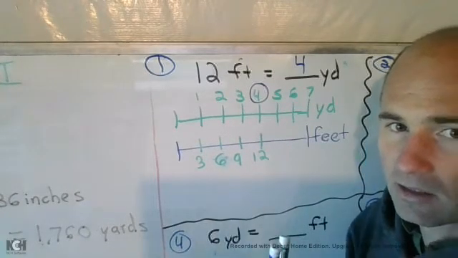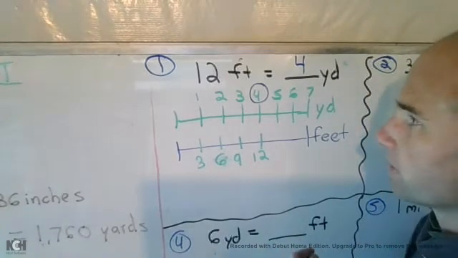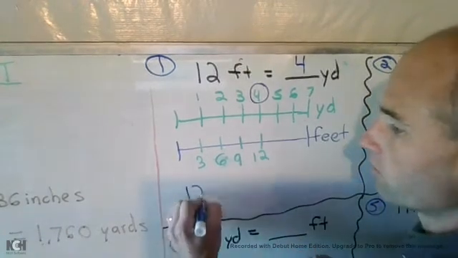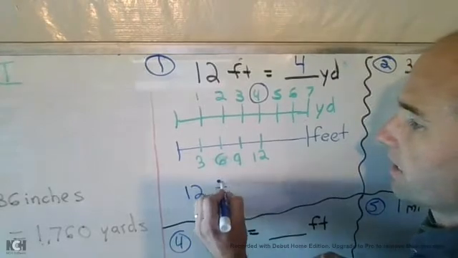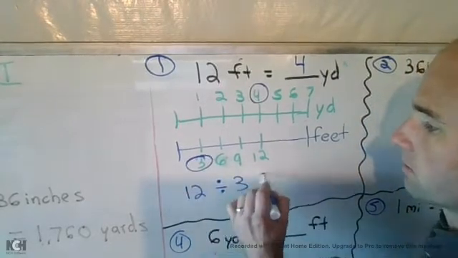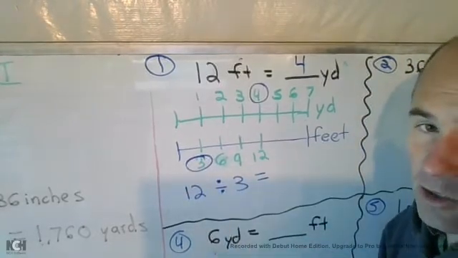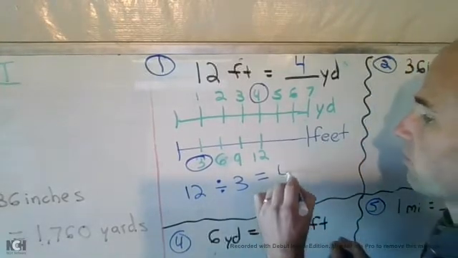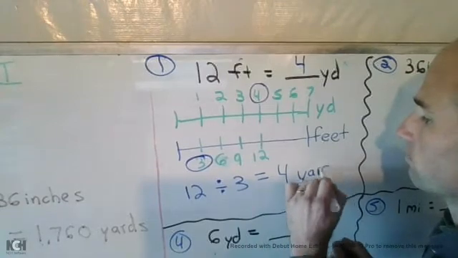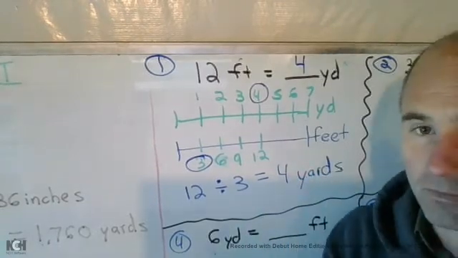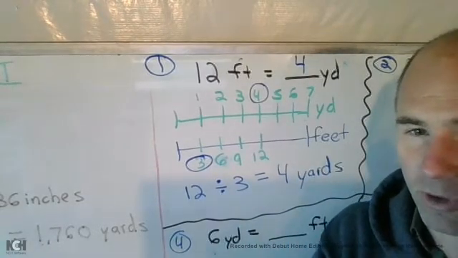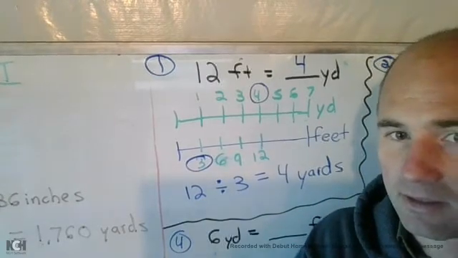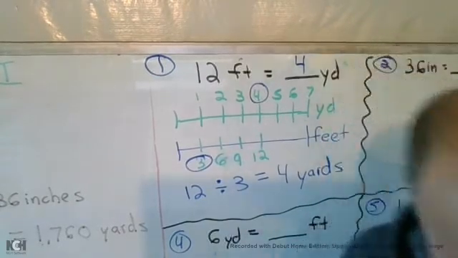Well, how did you get there? What I ultimately did was 12 divided by 3, because I knew each yard had 3 feet in it, to give me my 4 yards. Let's do one more practice before I let you solve some of these on your own.